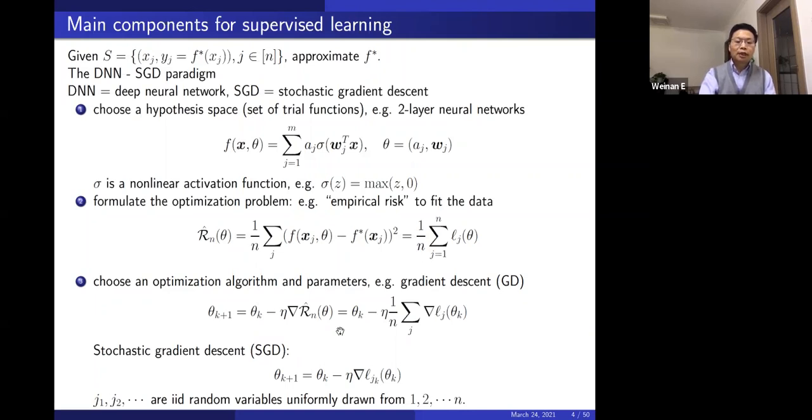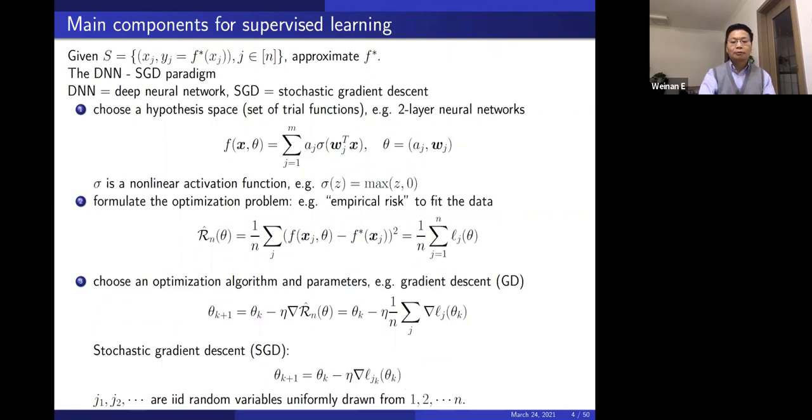In doing so, at each step, you have to calculate this gradient, which is the sum of n terms, and n is the size of the data set. If we have a large data set, this would be a large sum to calculate. So in practice, we don't do this. In practice, we just randomly pick one term from this sum, from this average, and use that to represent the gradient. And this is the stochastic gradient descent algorithm.